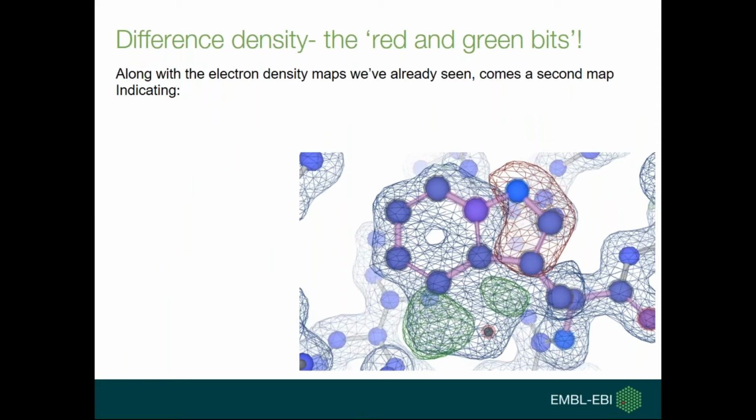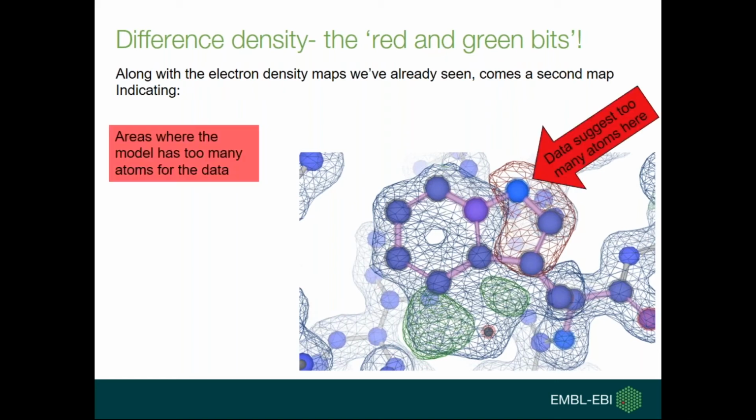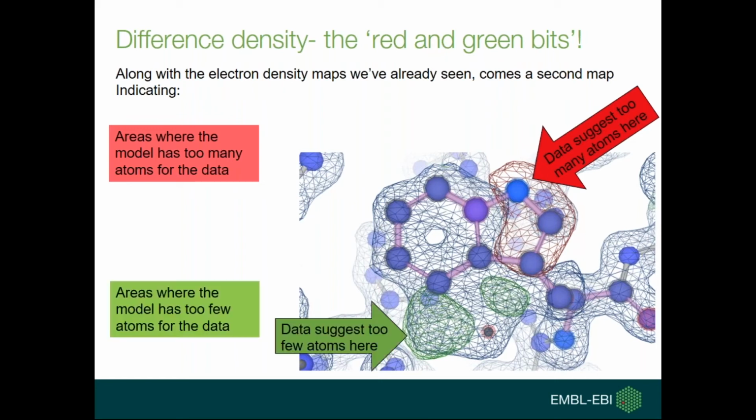So you may have seen on some of those electron density images that not only is there a blue map for the electron density, but there are some red and green bits as well. Because along with the density map, there's a second map which indicates in red those areas where the model has too many atoms for the data, and in green those areas where the model has too few atoms for the data. So the green suggests that it wants more atoms in that part of the model, in that part of the map, and the red bits say there are too many atoms here, I don't want them here.